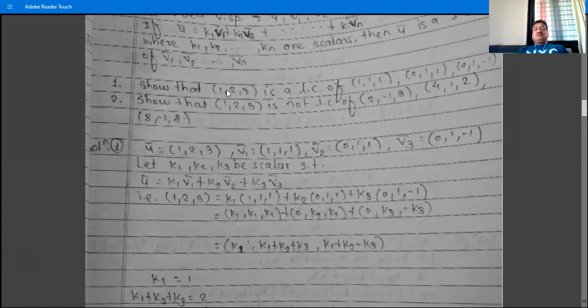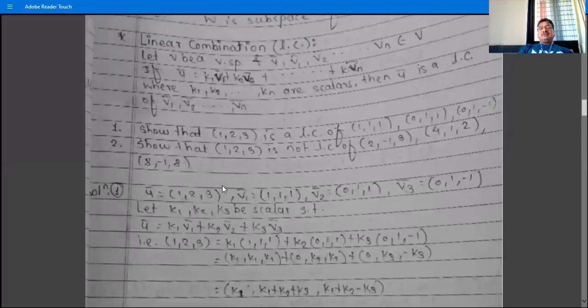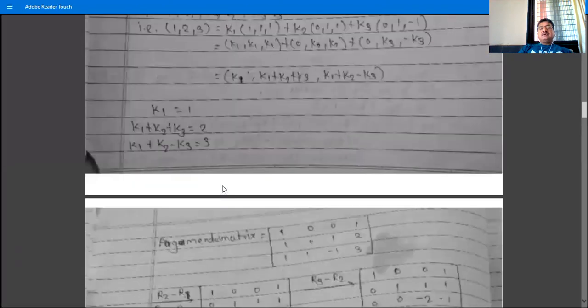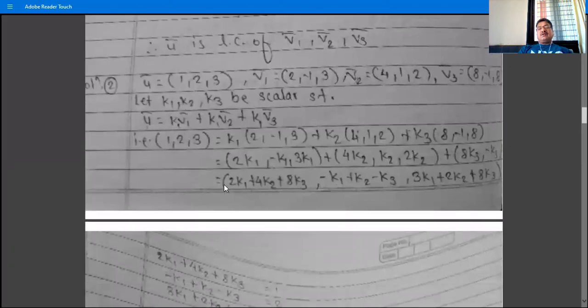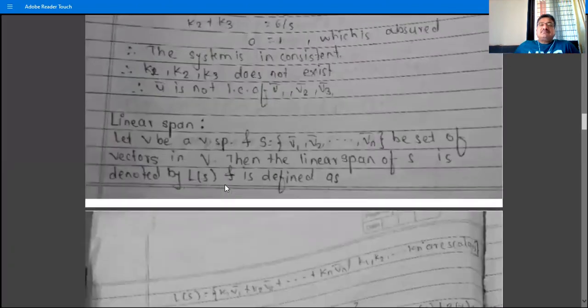So if I have to express this element as a linear combination of these three elements, then what is the procedure? The first sentence is: let K1, K2, K3 be scalars such that U bar is equal to K1 V1 plus K2 V2 plus K3 V3. Substitute U bar, V1 bar, V2 bar, V3 bar and find the values of K1, K2, K3. And if this K1, K2, K3 does not exist, then we say the vector is not a linear combination of the three vectors or two vectors.